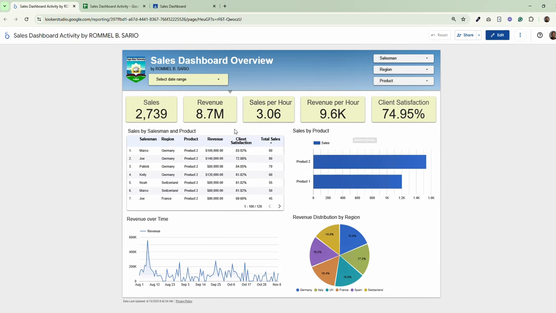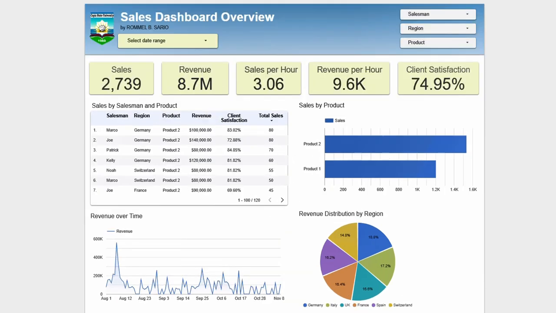So let's take a look at the summary of the sales dashboard now. Based on this data, we have here what we call the header. And then these are the filters, and then these are the key performance indicators, and these are the tables or charts related to a specific salesperson or region, or the overall dashboard.